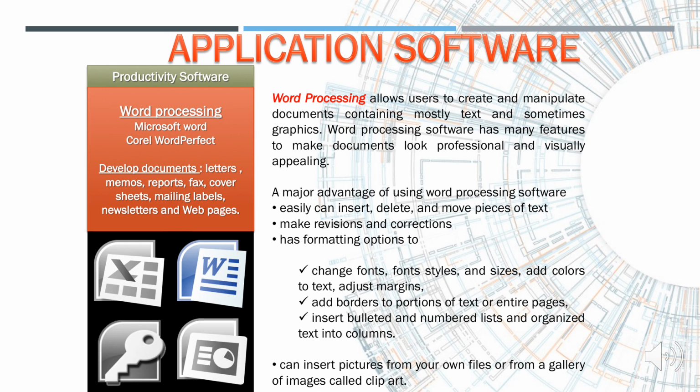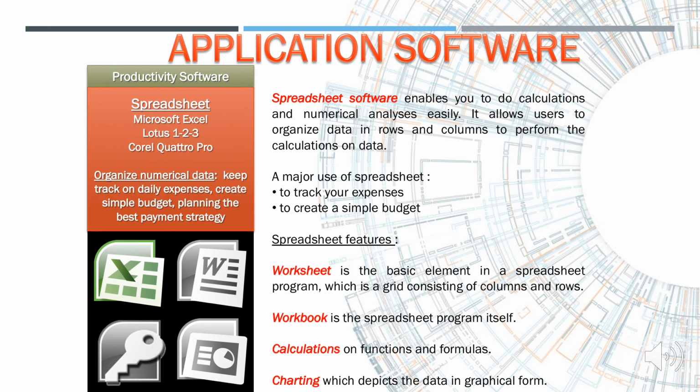So we have one assignment which is using word processing. One example of the application that we use is Microsoft Word. The second is spreadsheet software, which enables you to do calculations and numerical analysis easily. You can create charts, you can use formulas and functions in Excel. You can see the results and statistics by inserting data in Excel. Excel is one of the applications for spreadsheet.